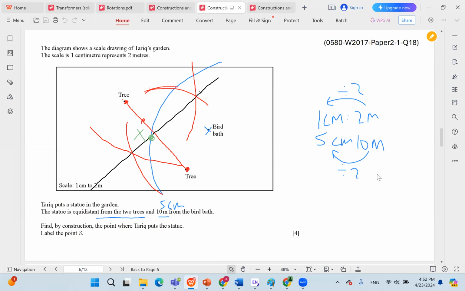Of course, again, this is symbolic and representative. This is not the actual thing. So the actual solution may vary based on the accuracy of the drawing, but I want you to get the concept or the idea of how to solve this problem.